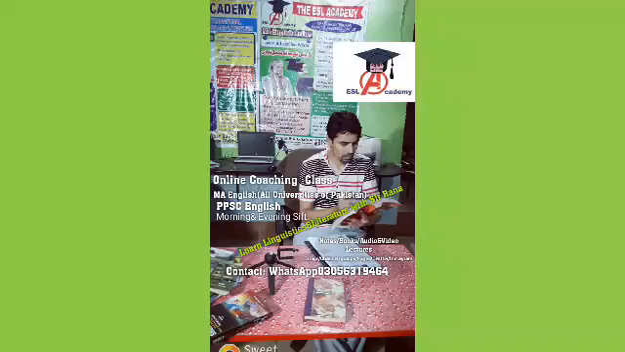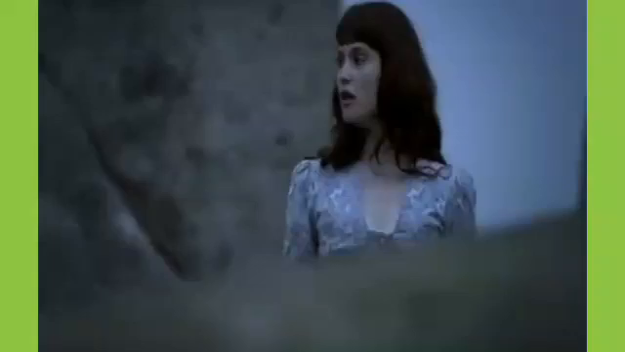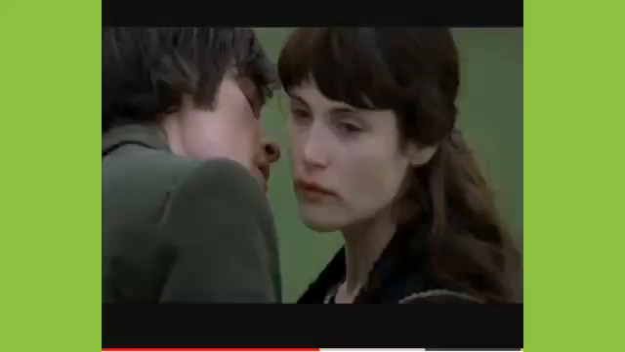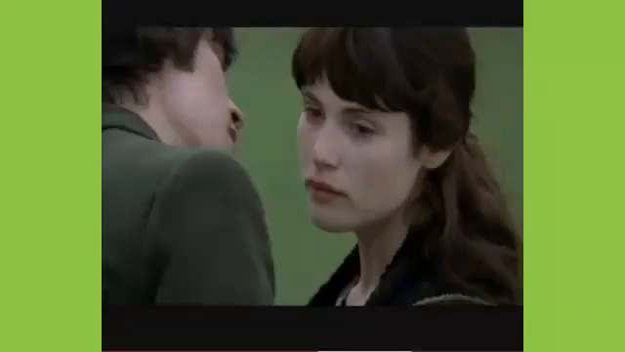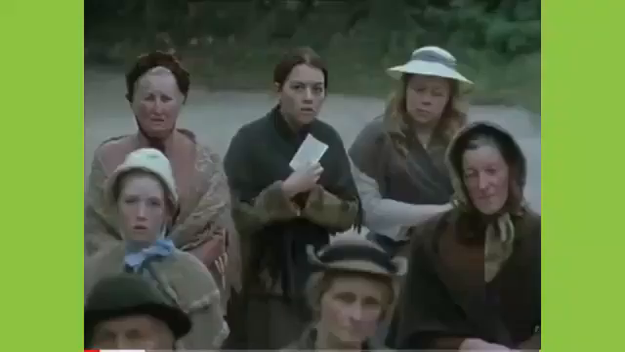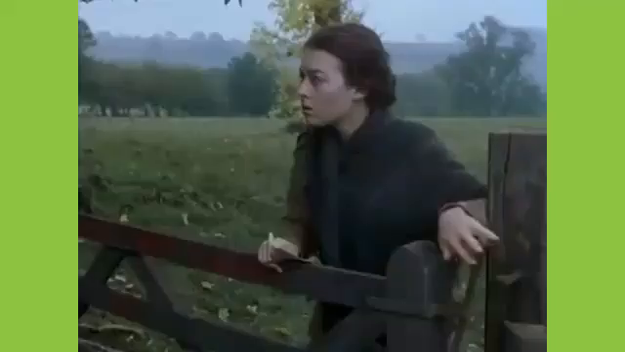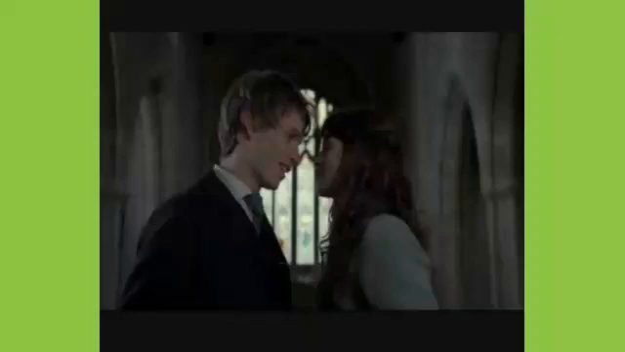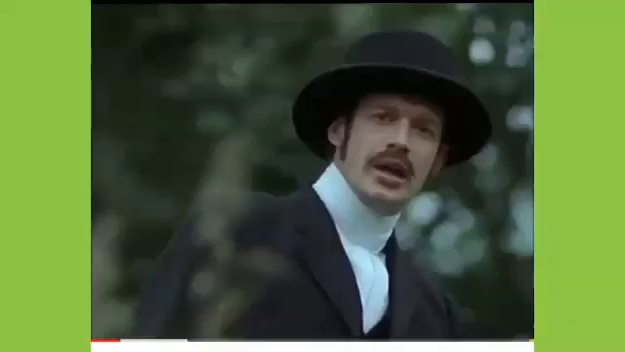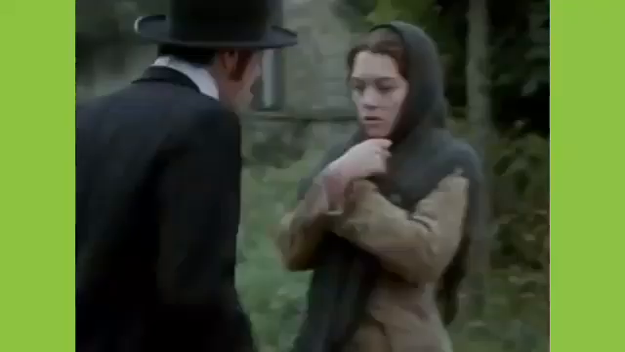Respected students, friends, followers. Today we are going to discuss Tess of the D'Urbervilles. In Tess of the D'Urbervilles, we'll study its summary, the character list of this novel, and the biography of this novelist Thomas Hardy. We'll also see how many themes exist in this novel by Thomas Hardy. Let's see the life of the writer Thomas Hardy.